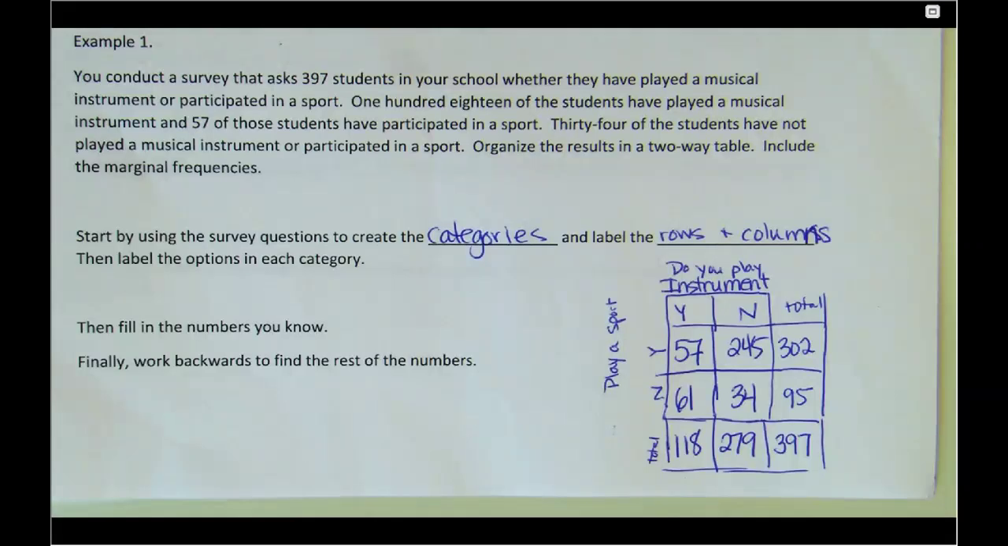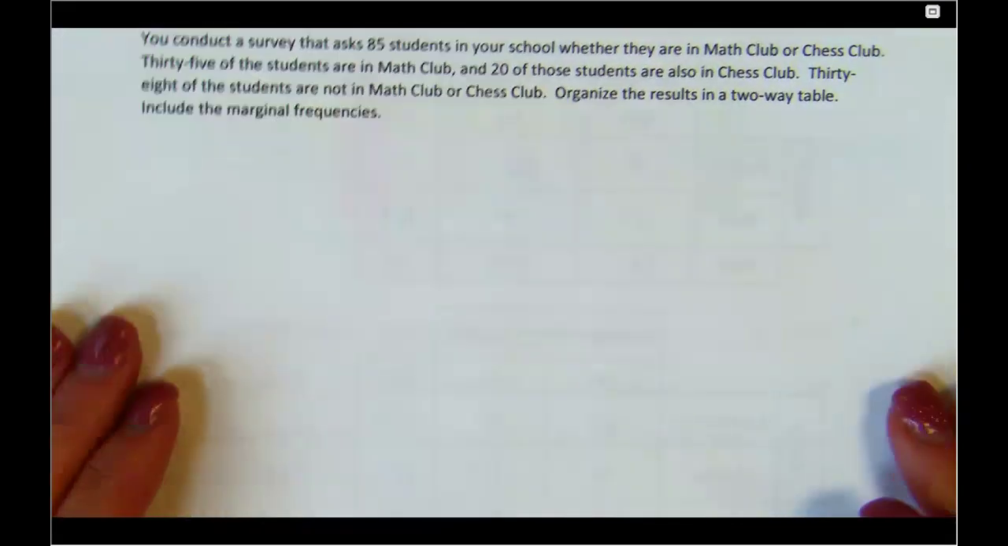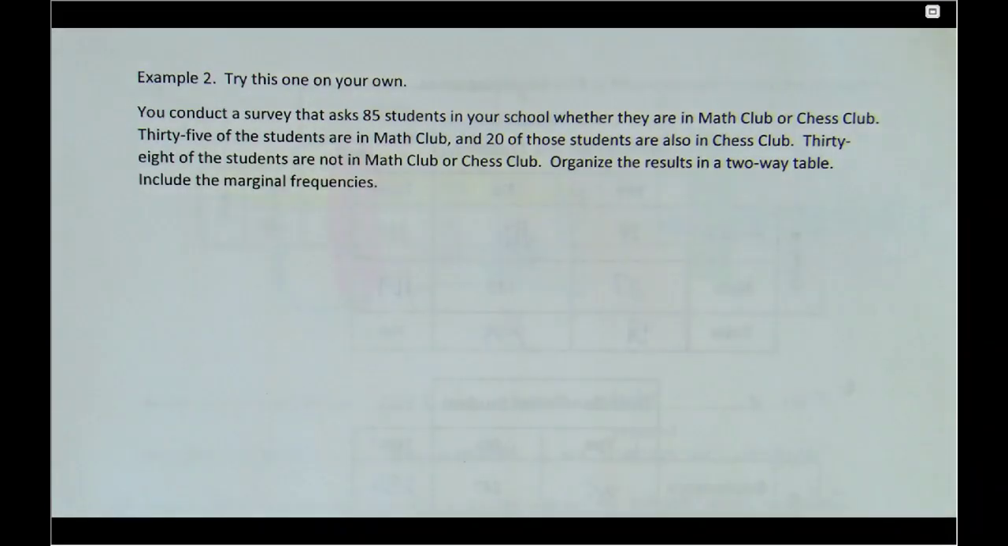Now, let me say this. Because you can put your labels however you want, it is possible that you have your numbers in different places. If you put no, yes, and then swap sports and instruments, your table's going to be different as far as where the numbers are, but you should have all the same numbers. They might just be in different places. And you should absolutely have the same total. Okay, you guys try this one. Try it on your own, see what happens, and then we will go over it.